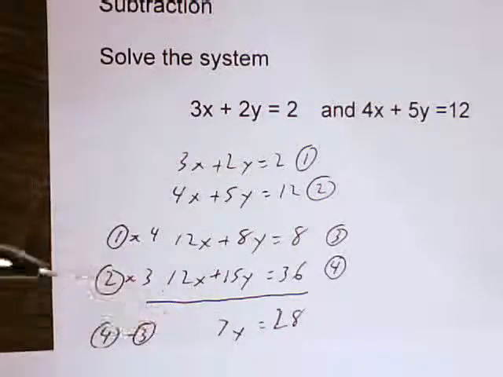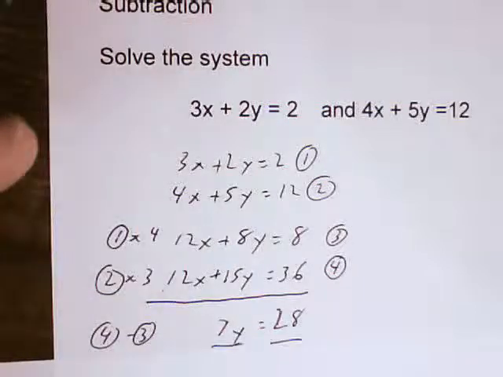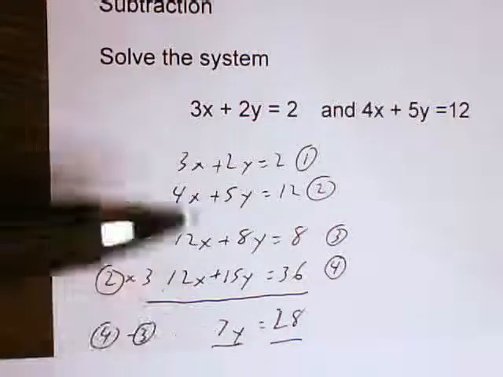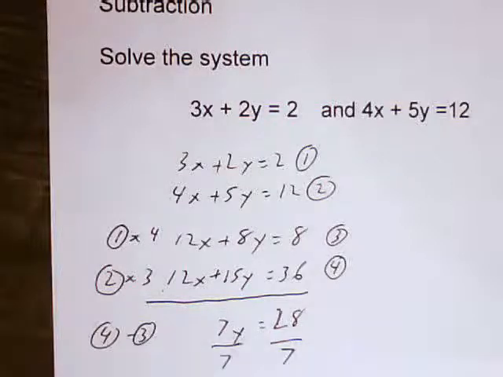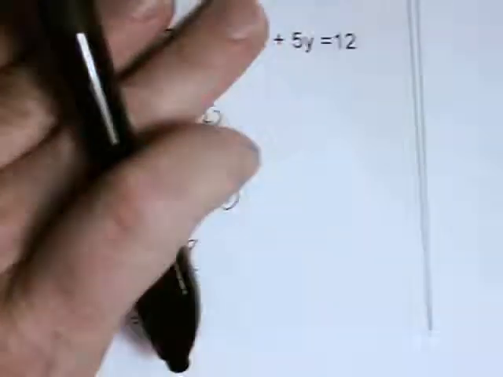12 minus 12 gives me a 0. 15 minus 8 gives me 7y. And 36 minus 8 gives me 28. I can now divide both sides by 7. And that gives me y equals 4. That's the y coordinate of the solution to the problem. We will now use that y value in one of the two equations to get the x value.